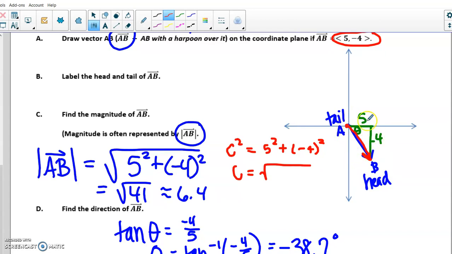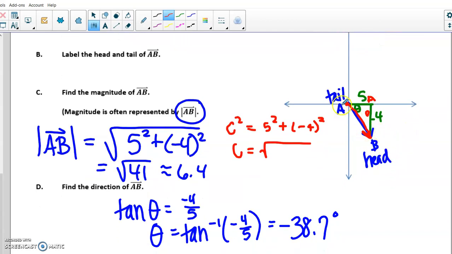So notice again, we do have a right triangle. We know our opposite side here, and we know our adjacent side to that angle. So we have tangent. So I can write this equation that tangent theta is equal to opposite, which is -4, over adjacent, which is 5. Remember, to get an angle, though, you have to do inverse or arctangent. So the arctangent of -4 over 5 will give you -38.7. So this angle here is -38.7 degrees.